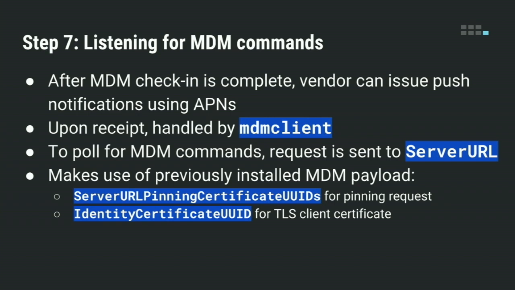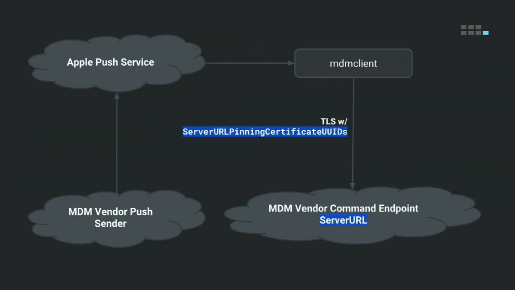Now, this, of course, makes use of the other properties in the payload as well. And so you are going to be able to pin that request using the matching pinning certificate UUIDs property. And then the identity certificate property I mentioned earlier will be used here as the TLS client certificate once the polling request is made. So a little bit more visually, the process is now asynchronous.